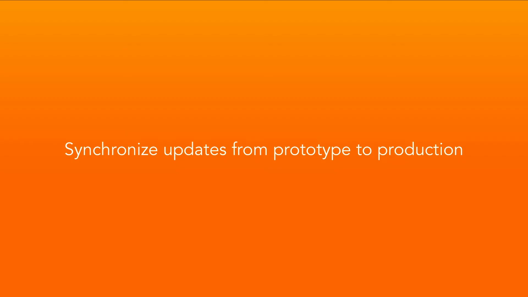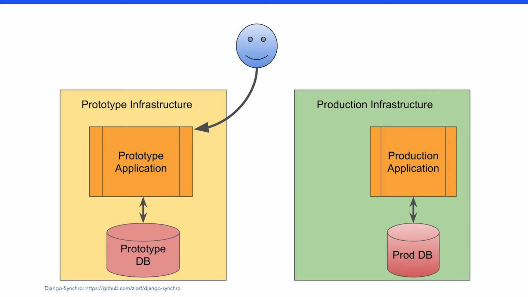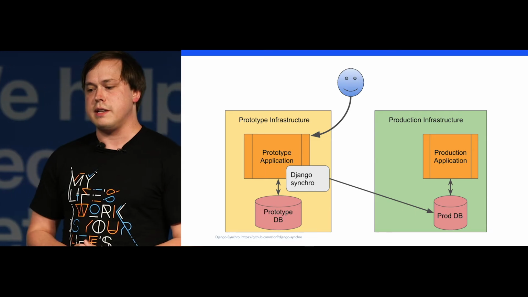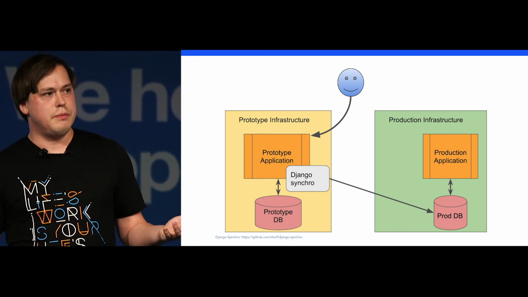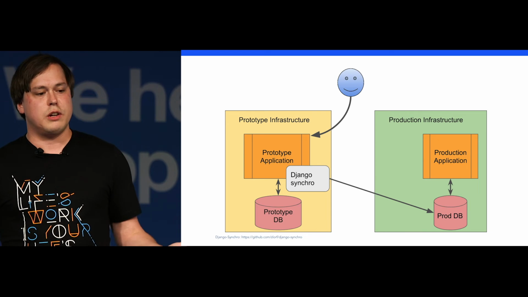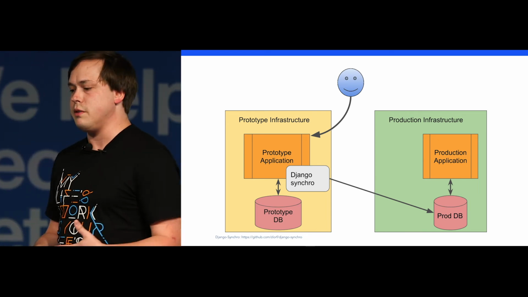But of course, as people continue to use our prototype, we need to synchronize those updates to production. As I mentioned, we were a Django application, and one thing I love doing when I can is leveraging open source. I could have made something like this, but it was great to use something that already exists. In this case, it was a Django application called Django Synchro that would take updates from one Django application and then write them directly into another database.